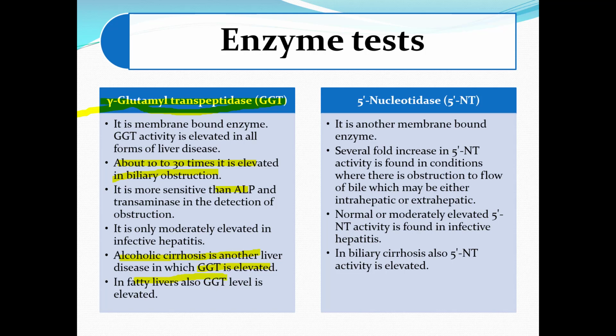liver cirrhosis, etc. 5-nucleotidase has a similar pattern to that of gamma glutamyl transpeptidase. It is specific for the obstruction of the liver, biliary cirrhosis.